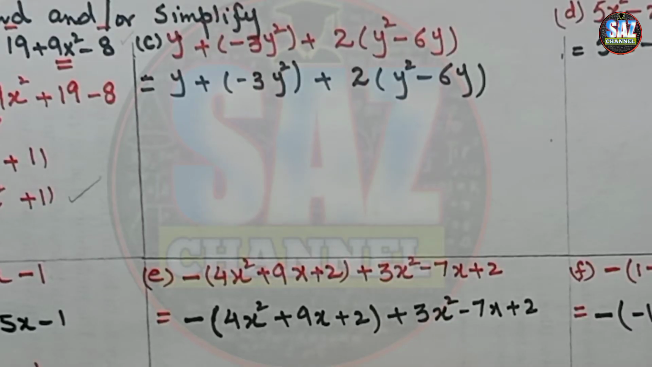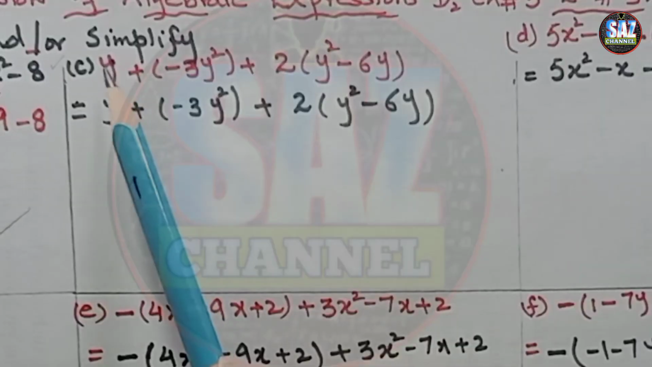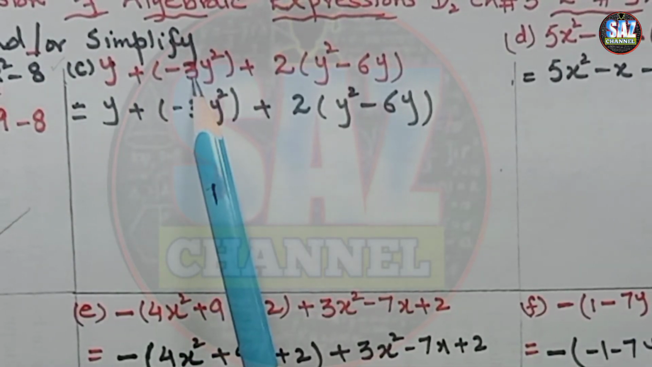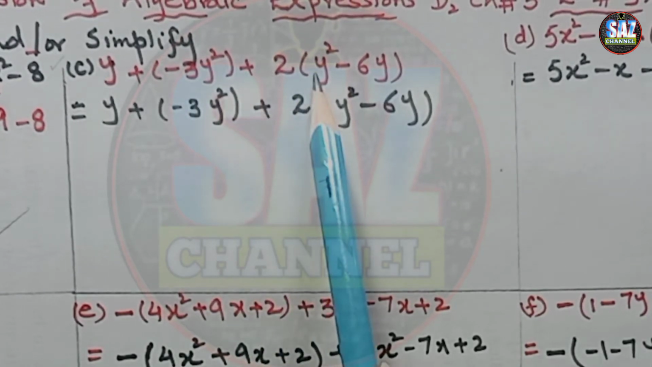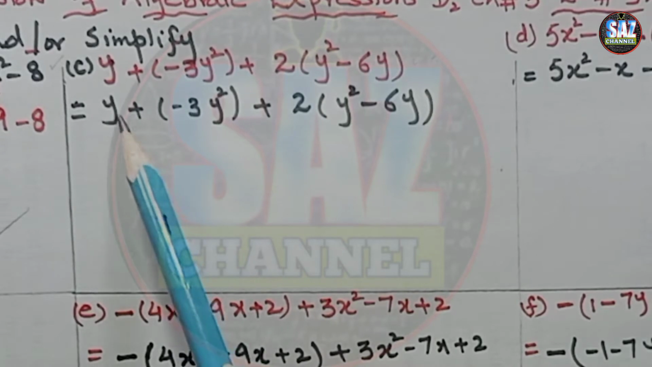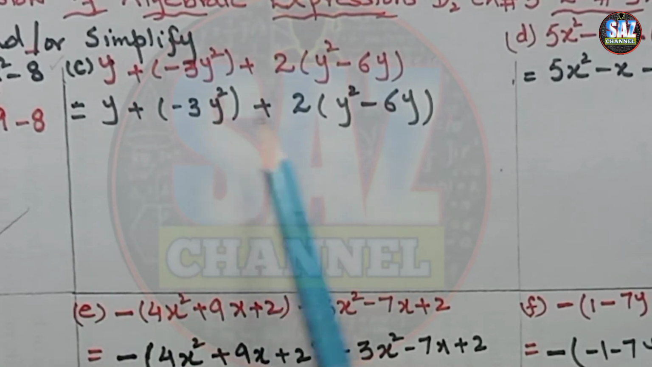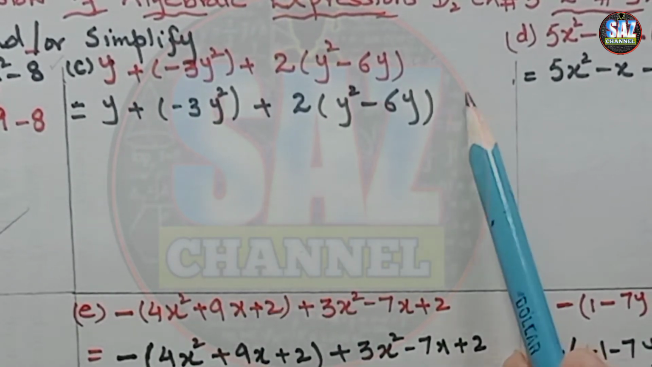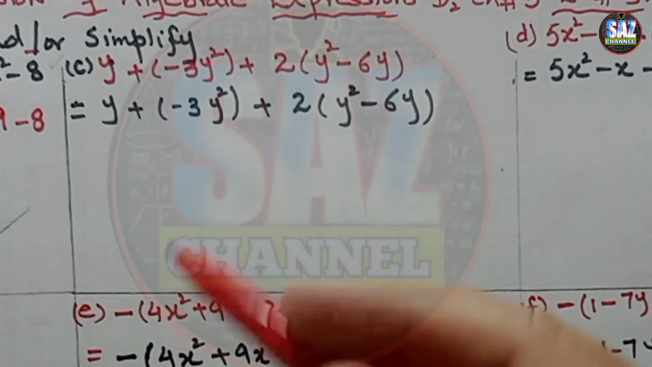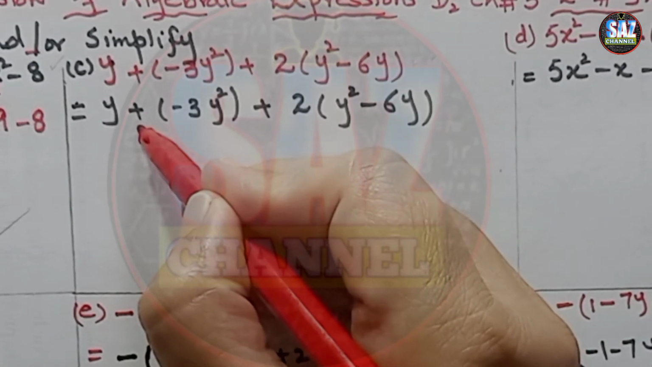Okay, coming to the C part. The C part says y plus, then we put the bracket, minus 3y square plus 2 into y square minus 6y. It's always good to rewrite the question and compare it with the original question. After this we can see that we need to first simplify two places of this question.